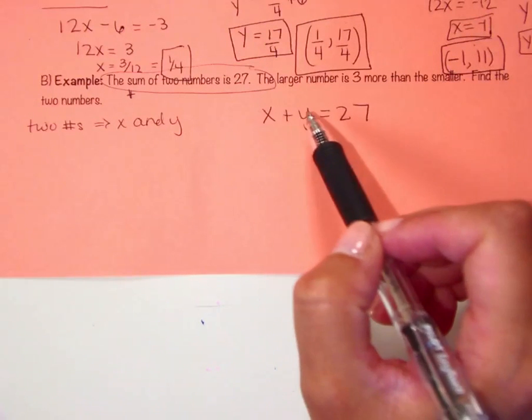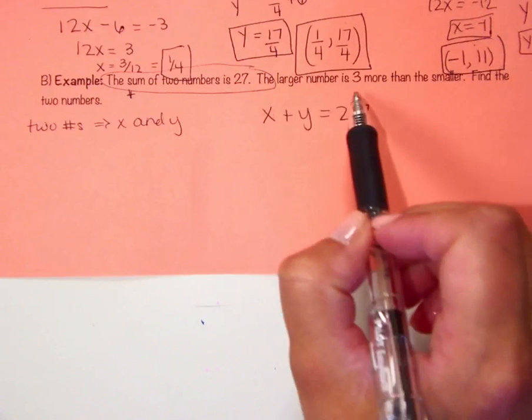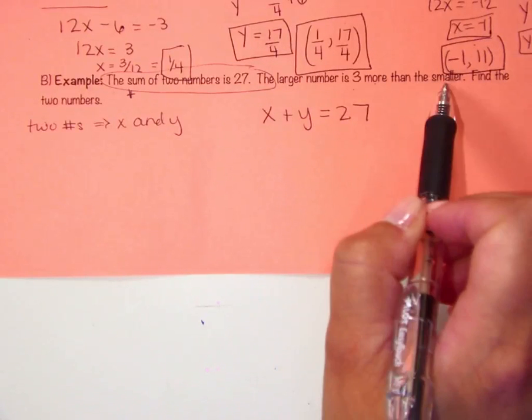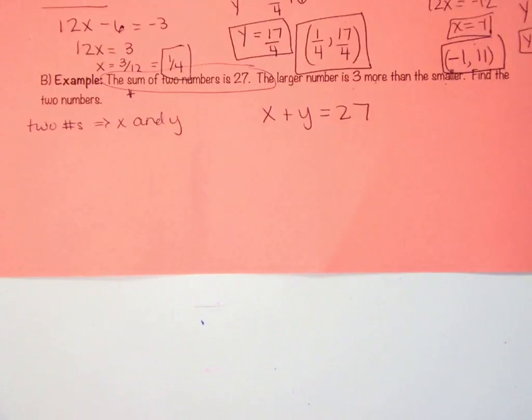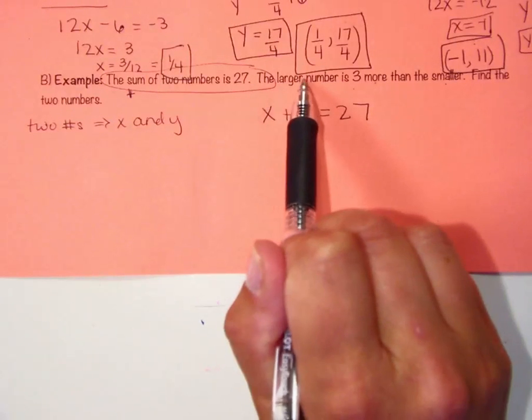And then the second sentence tells us that the larger number is 3 more than the smaller. We don't know at this point which one's the larger one and which one's the smaller one, so you just pick x or y. It doesn't really matter. But we want to put that now into an equation. The larger number is 3 more than the smaller. What do you think? Allison, what do you think? Okay, so pick one of your variables to be the larger number.